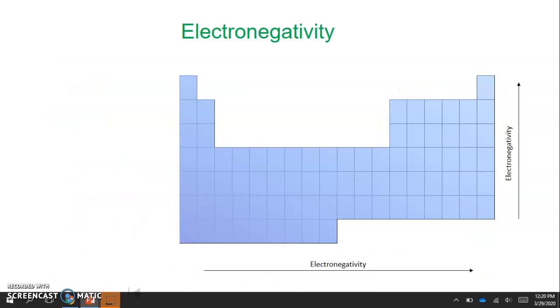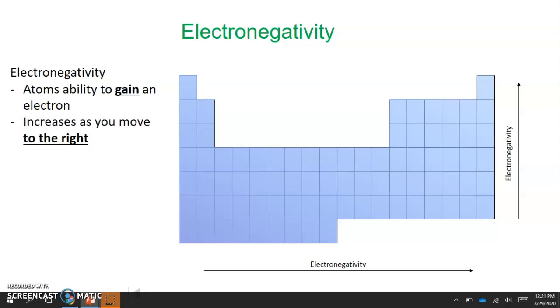So now that we've talked about our atomic radii, let's talk about electronegativity. So again, on any of those periodic tables you have in your notebooks, you can draw these arrows to show you which way the trend of electronegativity goes on your periodic table. So what is electronegativity anyway? This is the atom's ability to gain an electron. Remember, electrons are negative. So if we're gaining an electron, we're becoming more negative.